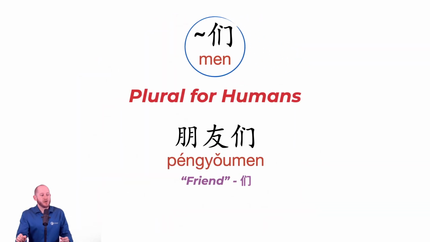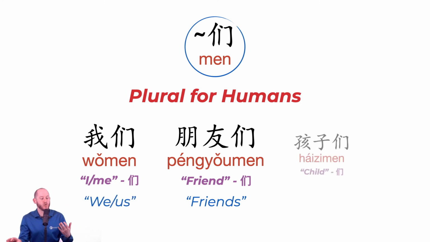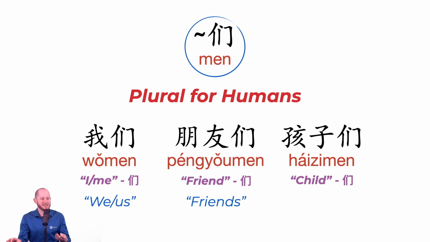Many of you are already familiar with this one, men, which is just the plural for humans. It is possible to have certain things that are not humans, like some animals or whatever, but generally you don't use men for inanimate objects. But if you're going to say a human, 朋友 is a friend, 朋友们, that's friends. 我 is me or I, 我们 is we or us. 孩子 is a child, 孩子们 is children.